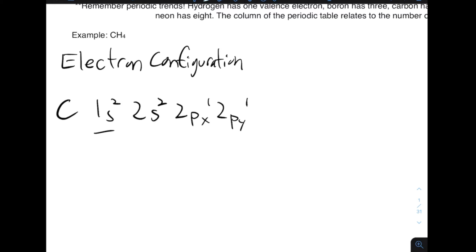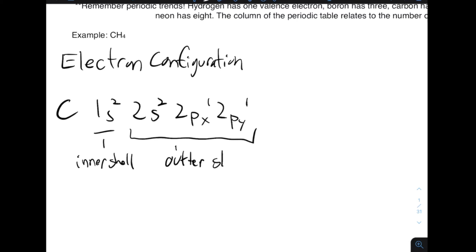So, right, the 1s orbital is in the inner shell, and these four other electrons, which are occupying the 2s and the 2p orbitals, those are in the outer shell. And that is why they are the valence electrons, because they are in the outer shell. Make sense?